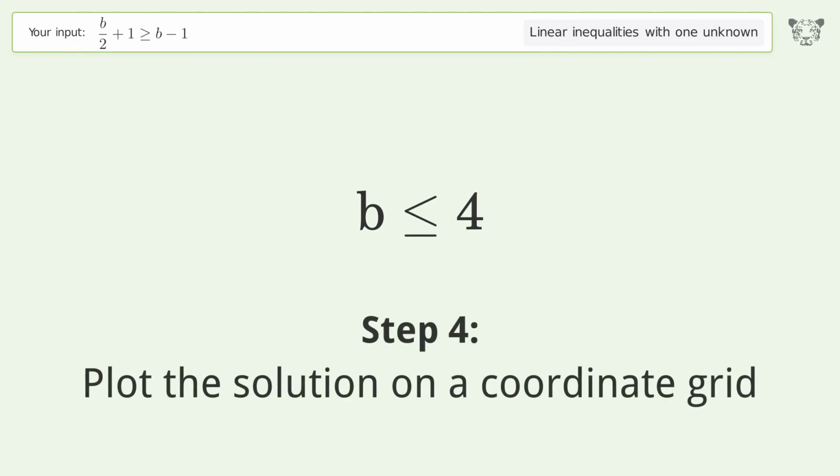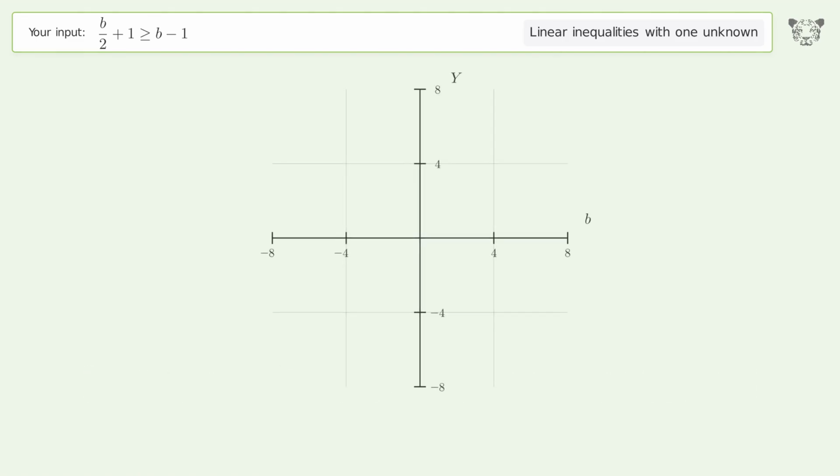Plot the solution on a coordinate grid. And so the final result is b equal or smaller than 4.